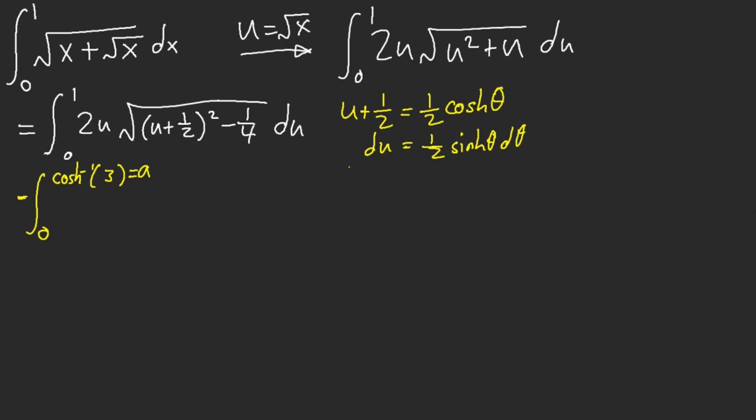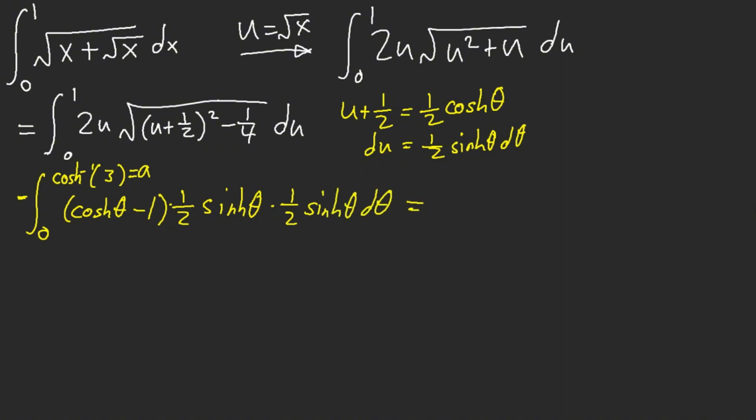And then now what we have is, 2u is what? Cosh theta minus 1. And this whole square root is going to come out as 1/2 sinh theta, because we purposely made it into sinh theta, right? And then we also have times another 1/2 sinh theta. Don't forget the d theta here.